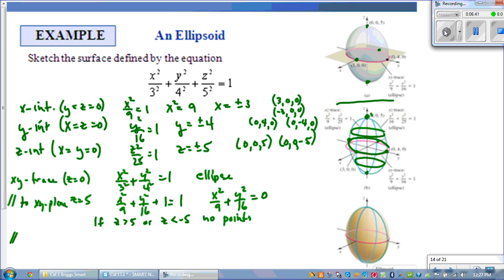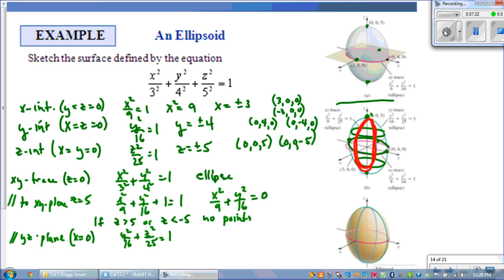Okay, parallel to the YZ plane. So that's the YZ trace. That'll be when you have x equal to 0. So we will have y squared over 4 squared plus z squared over 25 equal to 1, which again is just an ellipse. So parallel to the YZ plane, that would give us this ellipse here. Okay, so we have an ellipse going in that direction also.